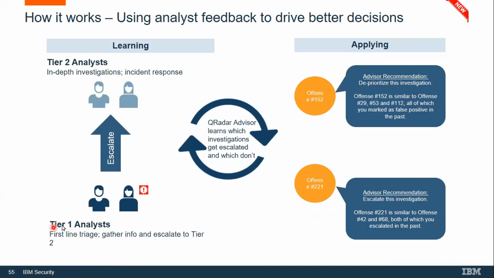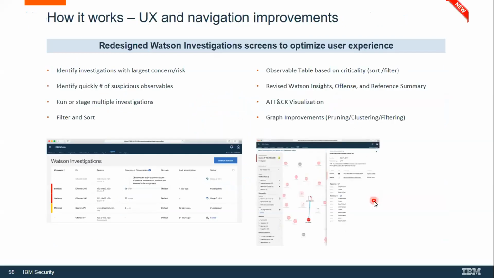So the first line analyst does triage, gather info, and escalate. So they move it up, and they escalate it up. The tier 2 analysts really do the in-depth investigation, incident response. And so this is where Advisor learns those investigations and escalates those together as well. So this is where the Advisor says deprioritize this one and escalate this one, because priority is going to be important as part of what we're doing with our QRadar environment, with our Advisor environment.